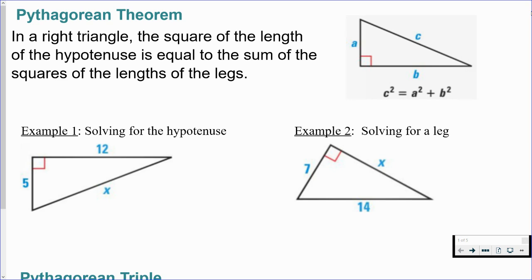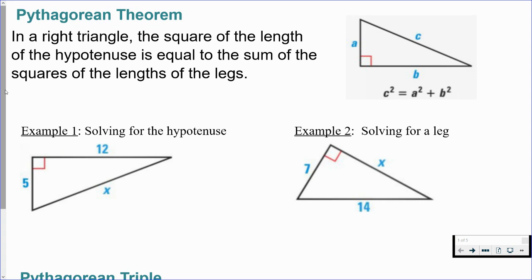When we have a right triangle, the Pythagorean theorem says that the square of the length of the hypotenuse is equal to the sum of the squares of the lengths of the other legs. Hypotenuse, of course, is across from the right angle. So in this picture over here on the right, C is our hypotenuse. It's across from the right angle, and then A and B are the other two legs. So the Pythagorean theorem says that a squared plus b squared equals c squared.